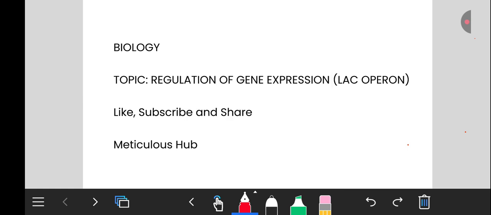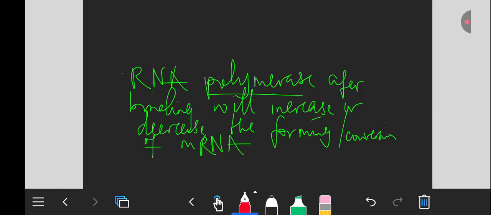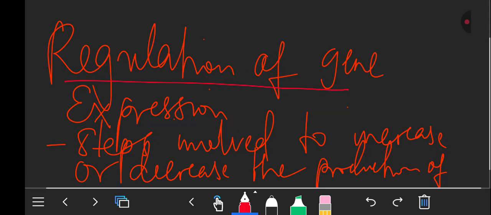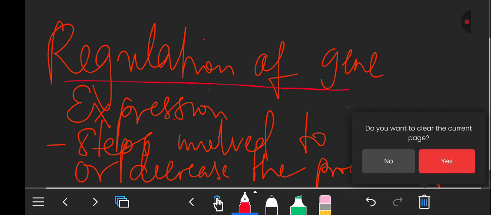So what is the Lac Operon? When you're talking about the Lac Operon, this is what we looked at in the previous sessions, and this is also what we looked at. So this is where we ended. We ended here on the RNA polymerase after binding to increase or decrease the forming or conversion of mRNA and the other things which we discussed. Okay, so proceed from here.